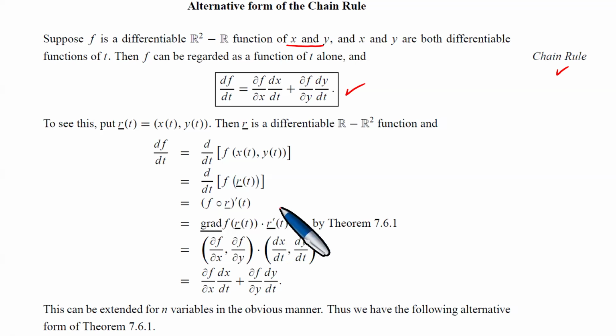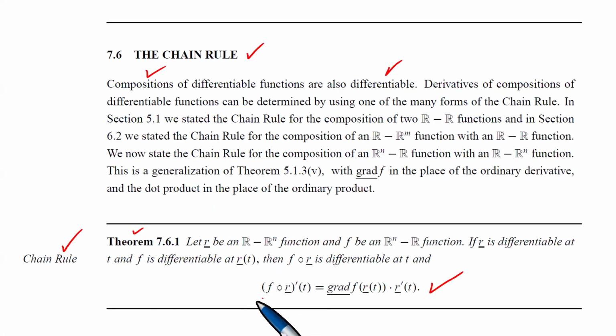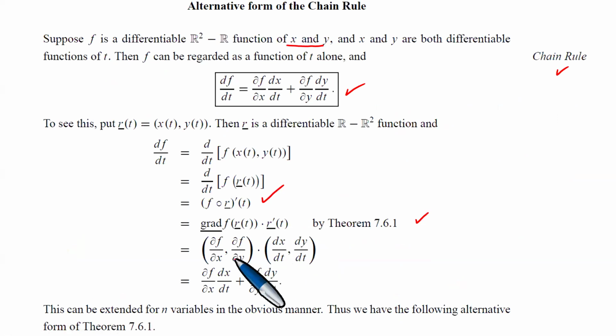So in other words, this shows the actual relationship between these versions of the chain rule, because now you can say df dt can be written as the composition of f and r primed of t. But now it is actually this, which is theorem 7.6.1. Now where is theorem 7.6.1? It's exactly this one here, which states that if you find the derivative of a composition of two functions, then it is the gradient of f of r of t dot r primed of t. And then it becomes exactly this result, which is df dx, df dy, dot dx dt, dy dt.